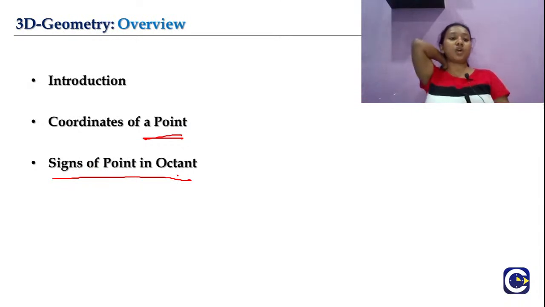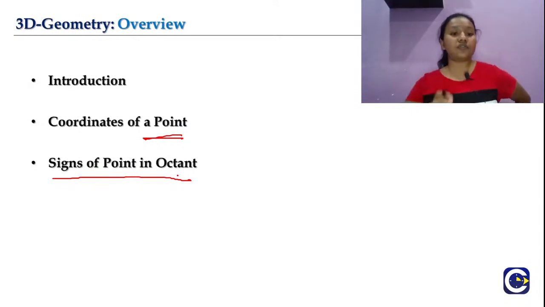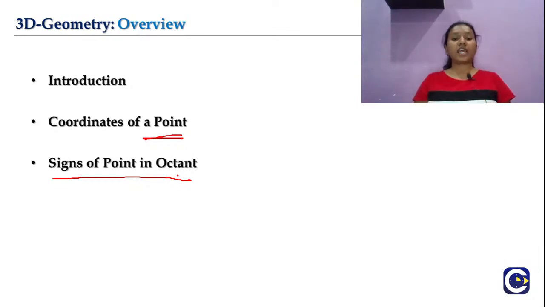When coming to the 3D geometry part, we'll call that an octant. Just as in 2D we have the signs of a point, like in the first quadrant both axes are positive, likewise in 3D geometry we have the signs of points for octants. So those signs also we are going to take a look at, that is, signs of a point in an octant. Basically, octant is what we call a quadrant in 2D, whereas in 3D we call it an octant. Right guys?